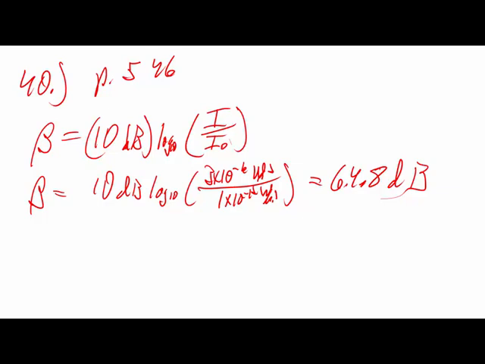You say, well, how'd you do that? You just type it in like I said: 10, then hit the log button on your calculator, put in a parenthesis, then 3 times 10 to the negative 6 divided by 1 times 10 to the negative 12. Close your parentheses, equals, boom, you got it. All right, I hope this helps.